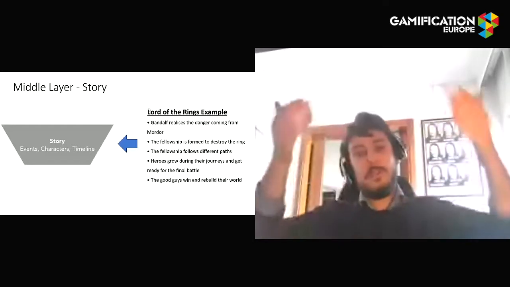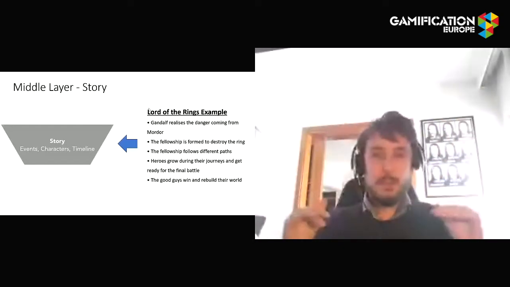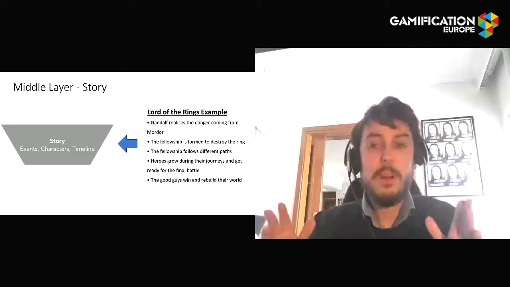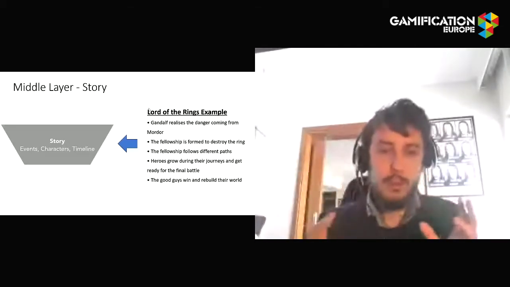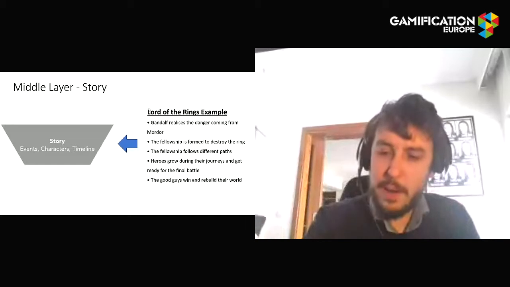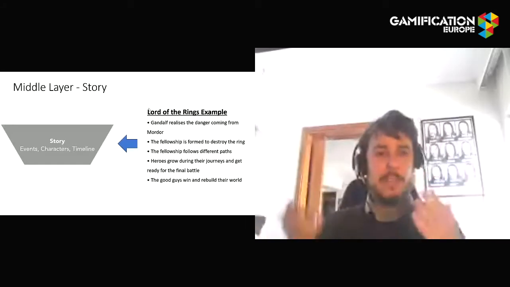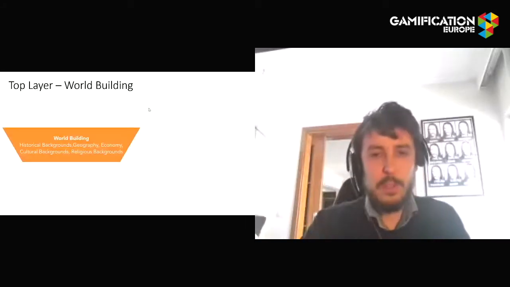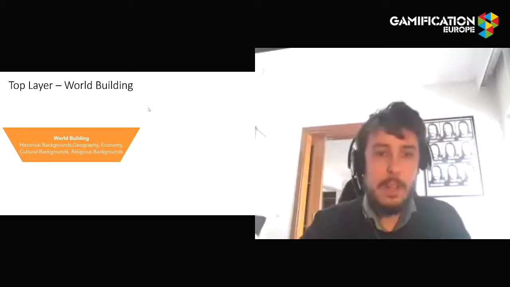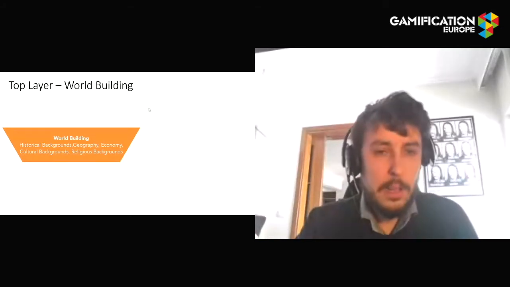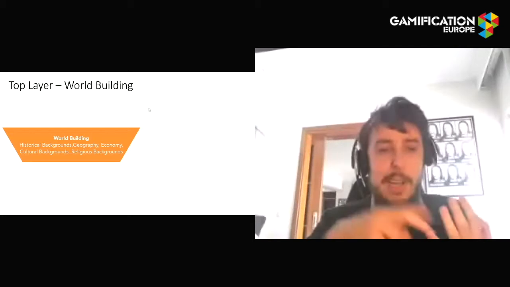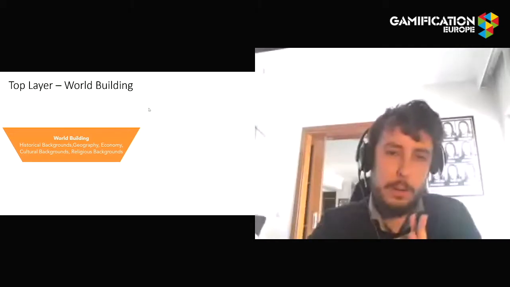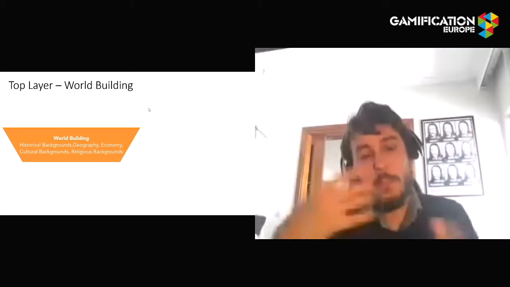So starting from the theme, these are more specifics of your story in your game. For example, these are the who, what, when sort of thing. And the final element of that, the top layer, which is the most complex, we could say, and has to do with world building. These are historical backgrounds, geography, economy, cultural backgrounds, religious backgrounds of the people living, breathing there.